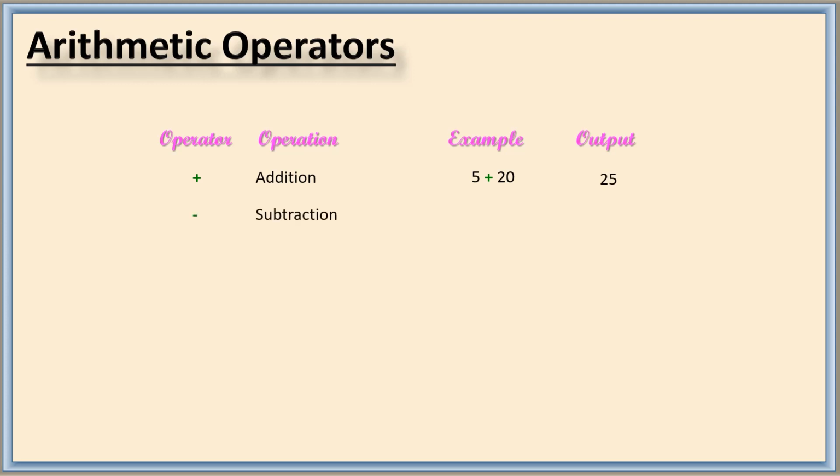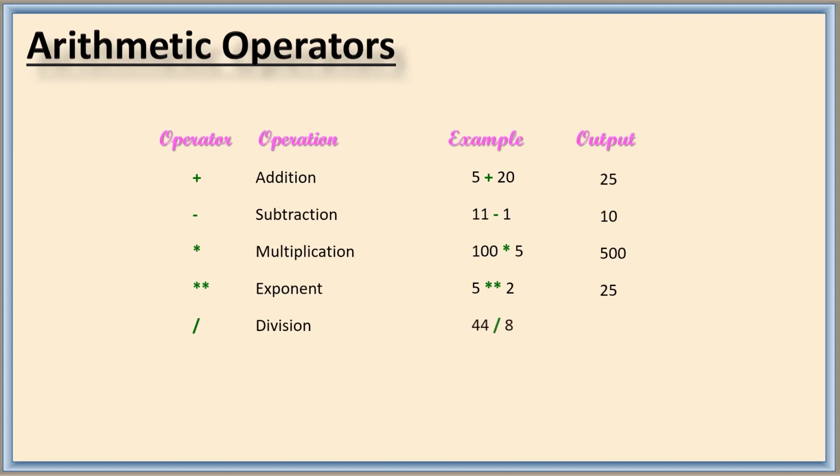Similarly, minus, that is subtraction: 11 minus 1 gives 10. Here, instead of the multiplication symbol used in mathematics, in computers we always use the star symbol. So 100 multiplied by 5 results in 500. And then exponent. Exponent is nothing but the power. To get the power, we use 2 star symbols. For example, 5 star star 2, that is 5 to the power 2. So that is 5 into 5, 25, it will result.